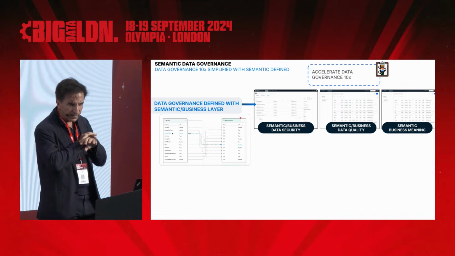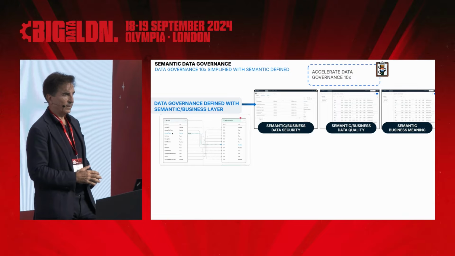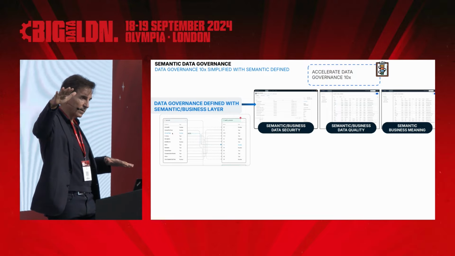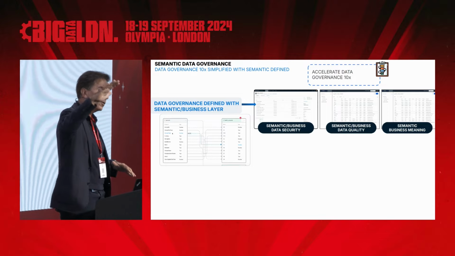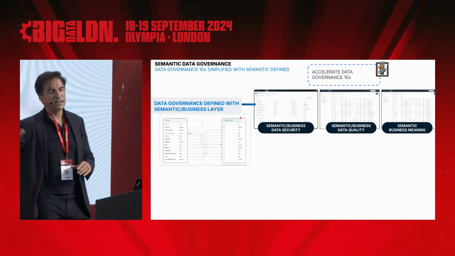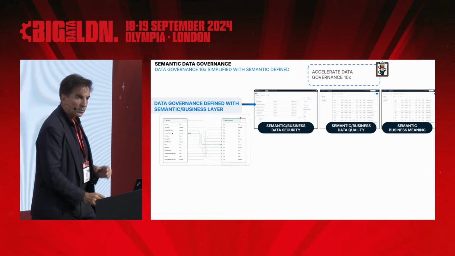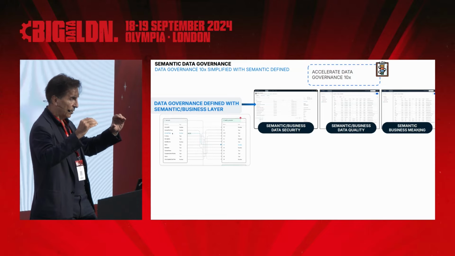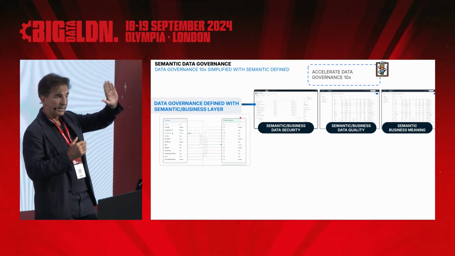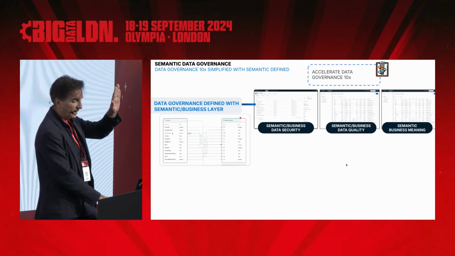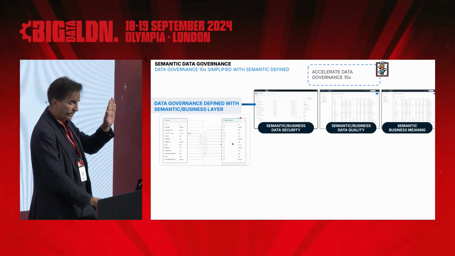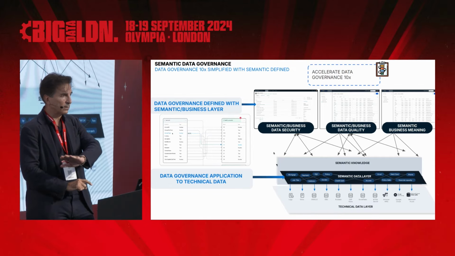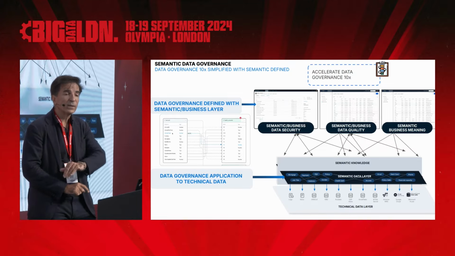It doesn't matter what data governance product you are using. They are fantastic products. If you are not governing the data with a semantic layer, you will go 10 times slower than with a semantic data governance. Why? Because what we are doing in a data fabric is you define the security rules, the quality rules, or the business definition to the business term, the semantic layer. You map the technical data with the semantic terms, and then you can execute the security rules, the quality rules, or the meaning, and the metadata to any technical data.